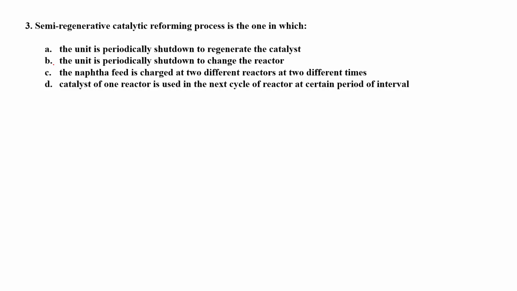Coming on to the third question, the semi-regenerative catalytic reforming process is the one in which the unit is periodically shut down to regenerate the catalyst. The unit is periodically shut down to regenerate the catalyst is correct. And the unit is periodically shut down to change the reactor? No, we do not change the reactor. We change the catalyst, we regenerate the catalyst. The naphtha feed is charged at two different reactors at two different times. No, this is not correct. And the catalyst of one reactor is used in the next cycle at certain period of interval. This is also not correct. So the answer is the unit is periodically shut down to regenerate the catalyst.